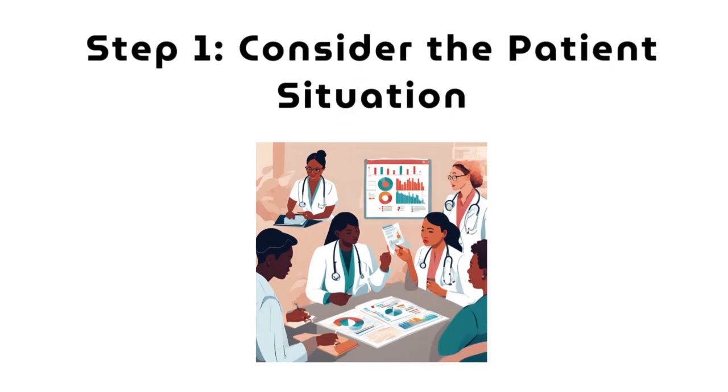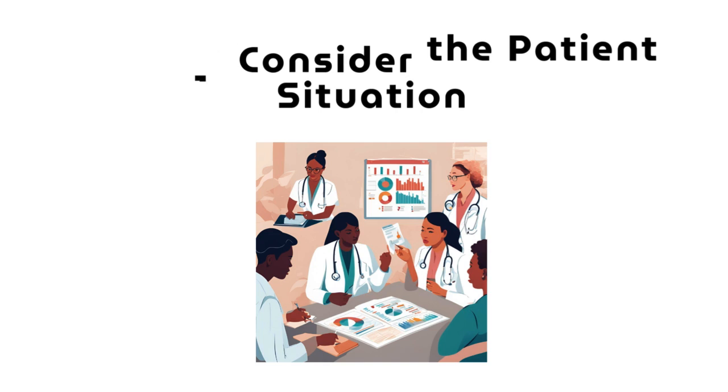Step 1. Consider the patient situation. Begin by understanding the patient's situation. This includes gathering basic details like their age, condition, and reason for care. Example: you're caring for a 75-year-old admitted with shortness of breath.